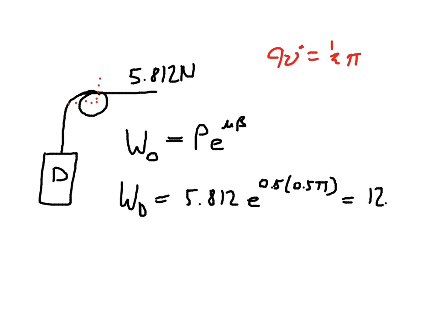So that's going to be 12.7 newtons. So a block here weighing 12.7 newtons will cause the system to move out of equilibrium and block B slide off the top of block A.